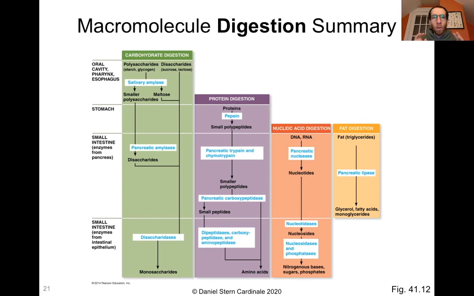So here's your summary for macromolecule digestion. We have our carbohydrates, proteins, nucleic acids, and fats. We have the carbohydrates being digested in the mouth and the small intestine, proteins in the stomach and the small intestine, and the nucleic acids and fats just being digested in the small intestine.